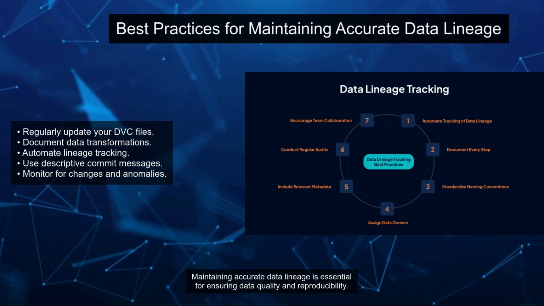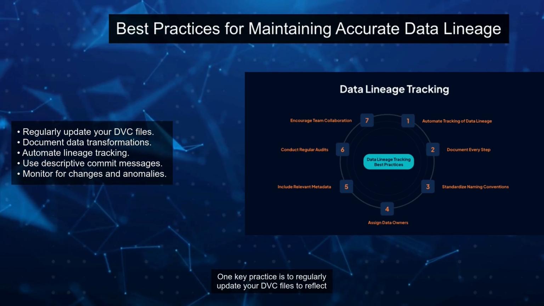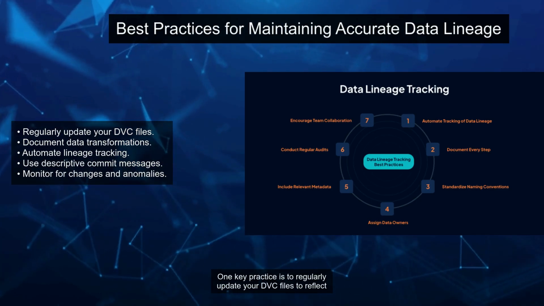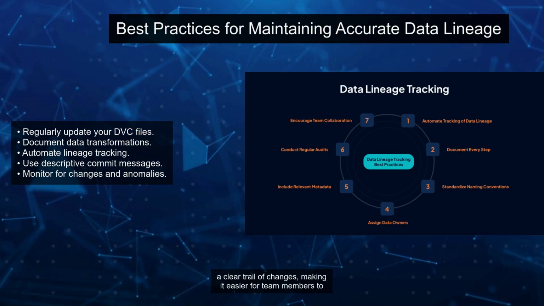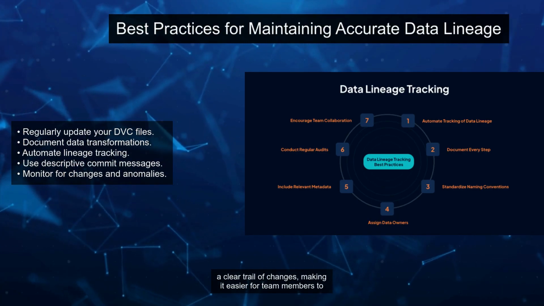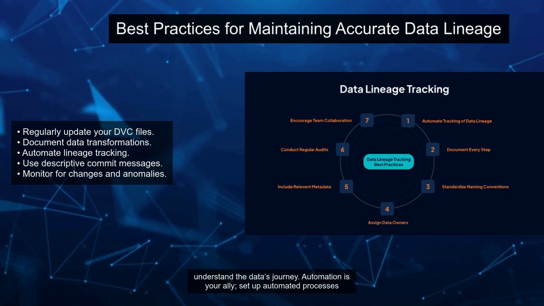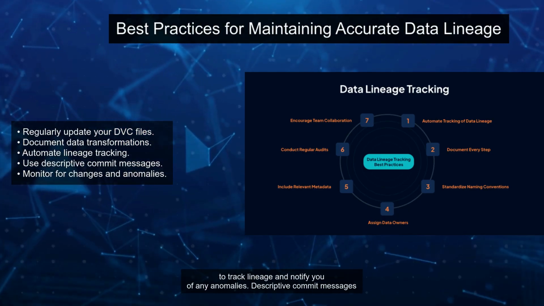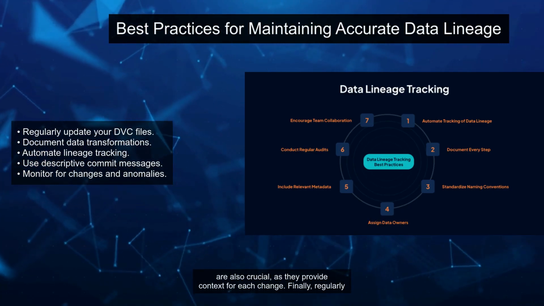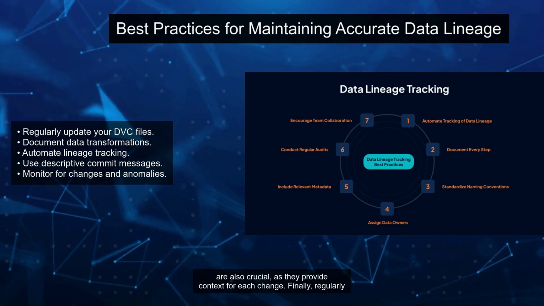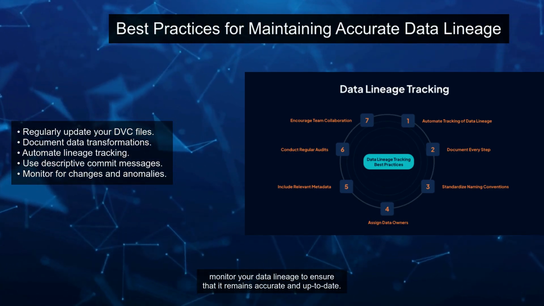Maintaining accurate data lineage is essential for ensuring data quality and reproducibility. One key practice is to regularly update your DVC files to reflect any changes in datasets or models. Documenting each transformation step helps create a clear trail of changes, making it easier for team members to understand the data's journey. Automation is your ally. Set up automated processes to track lineage and notify you of any anomalies. Descriptive commit messages are also crucial, as they provide context for each change. Finally, regularly monitor your data lineage to ensure that it remains accurate and up-to-date.